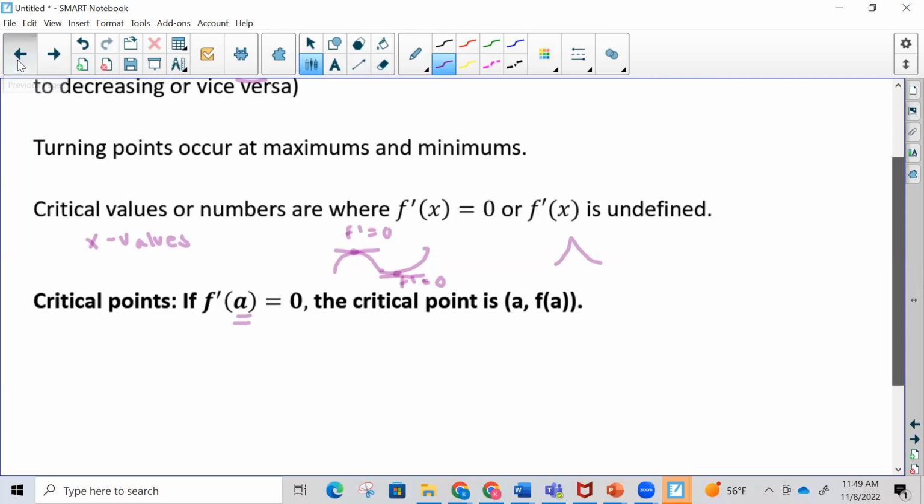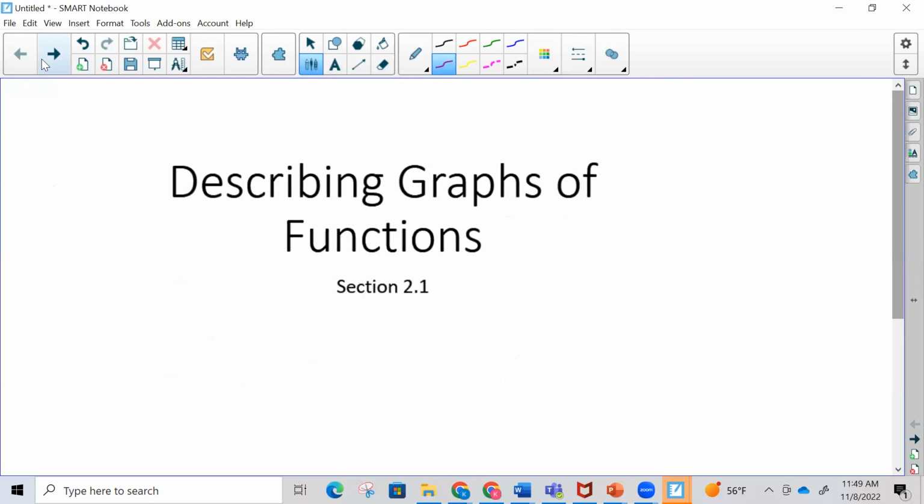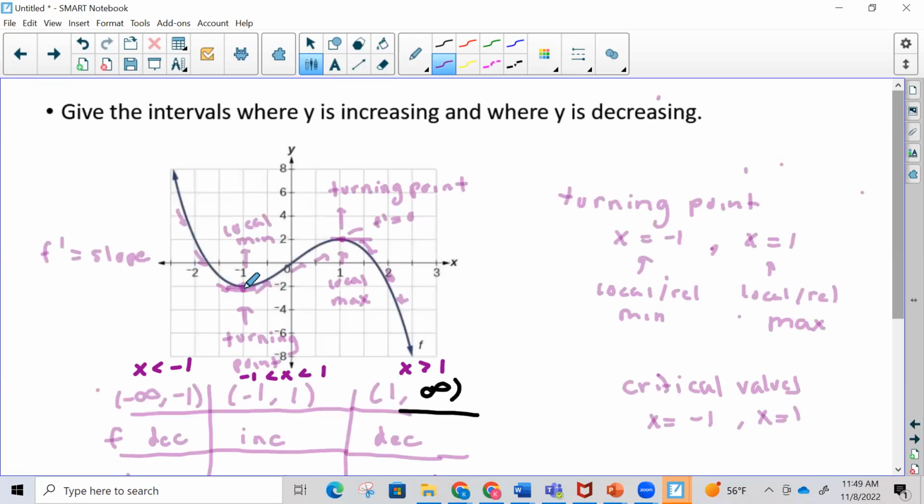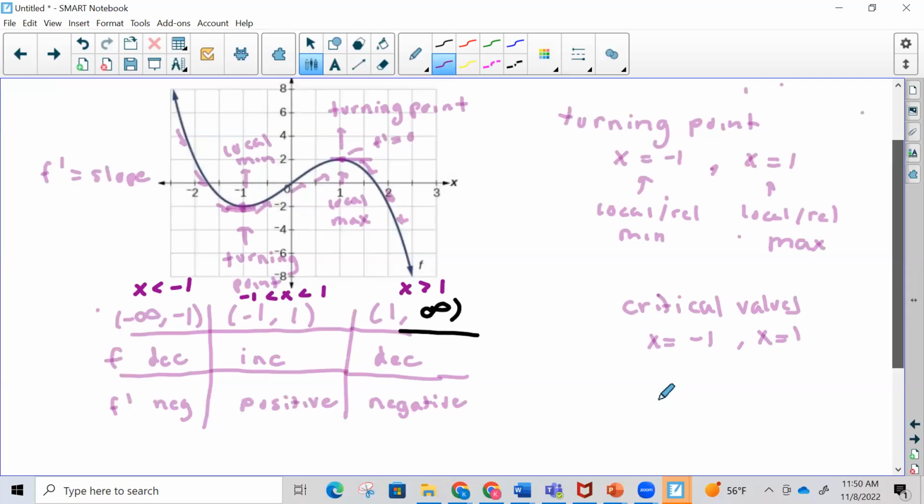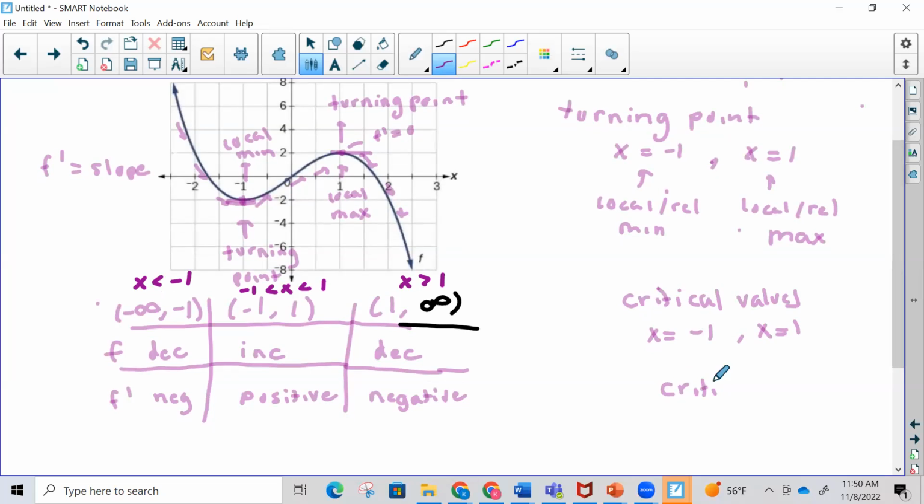So if we go back to our graph, my critical point is this point. And so for that point on the graph, if they ask for the critical point, we give the x and the y. So it would be -1, -2, because the y value is -2. And at 1, this turning point, or that critical point, would be 1, 2. So those would be the points. So make sure you're paying attention to if it asks for the values or the points.